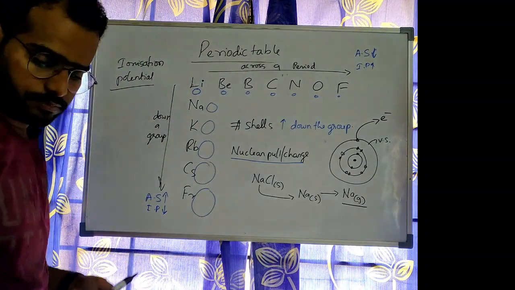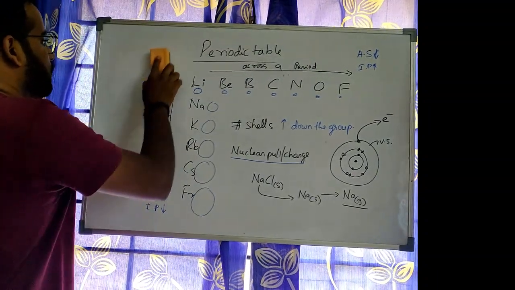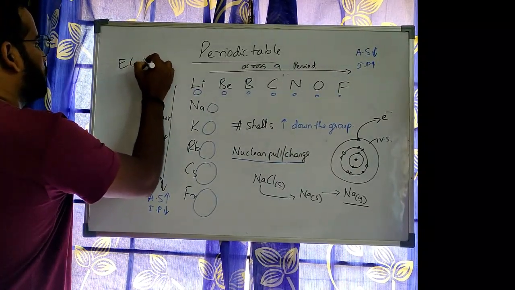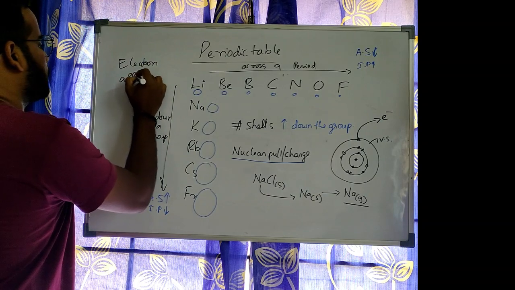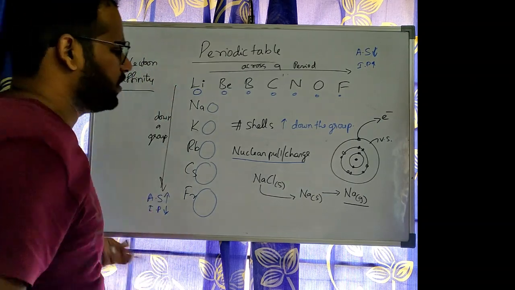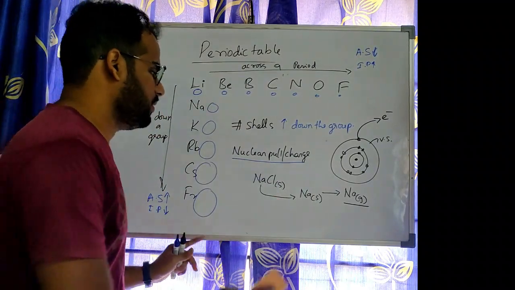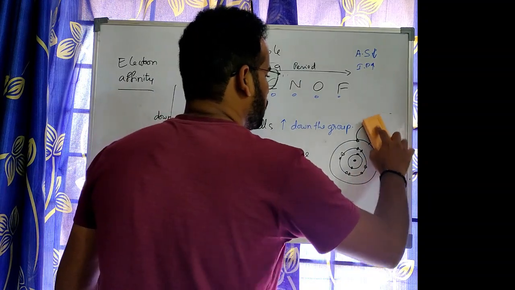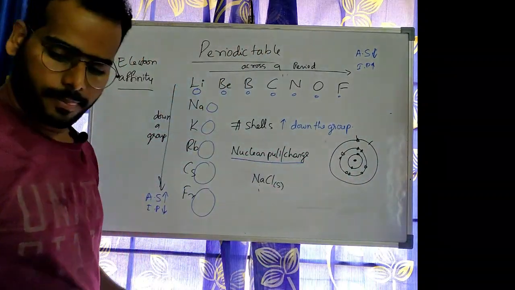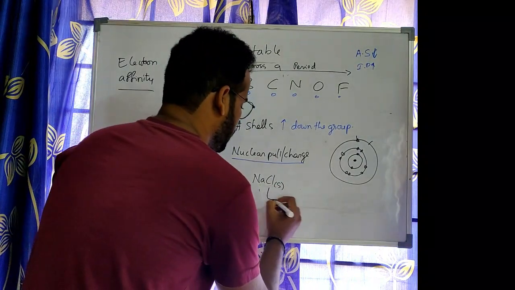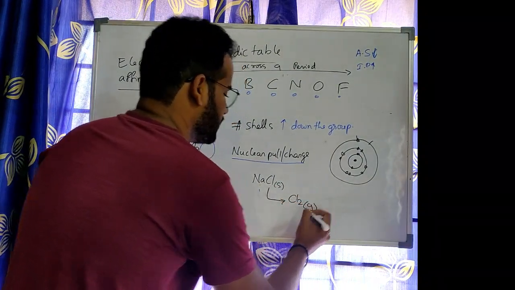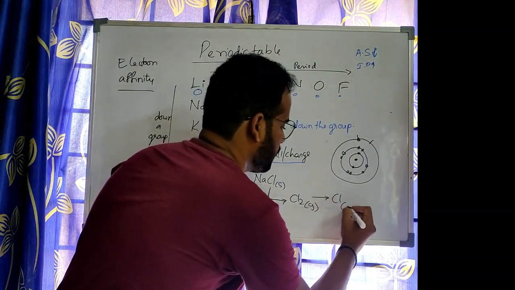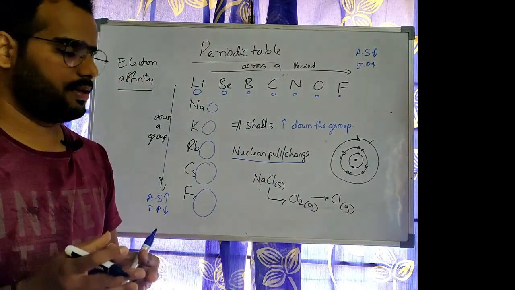Similar trend will be shown by electron affinity. Okay, what is electron affinity? Let's take the same compound, but this time I will take sodium chloride and focus on chlorine. Chlorine is a gas already, but it is in molecular form. So you need a chlorine atom in the gaseous form.